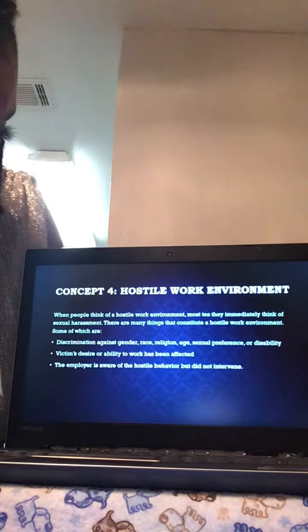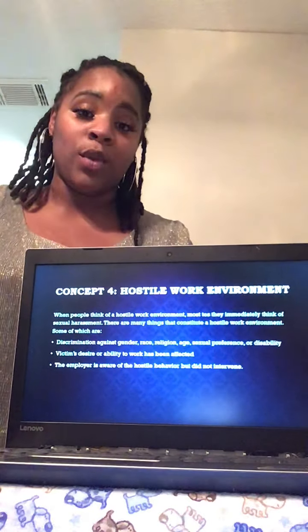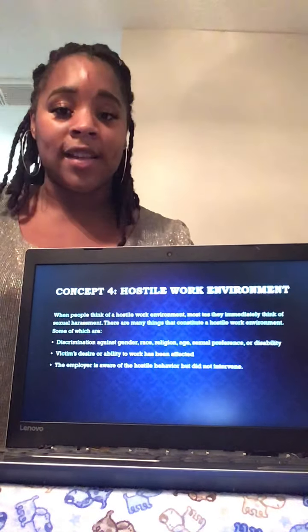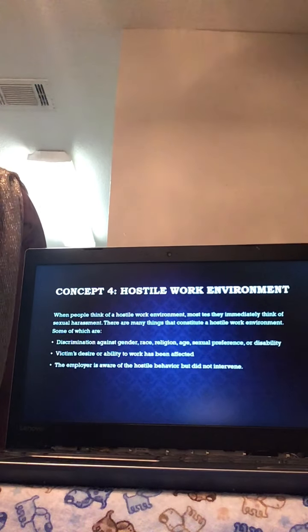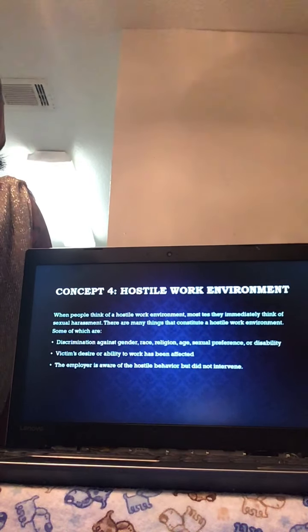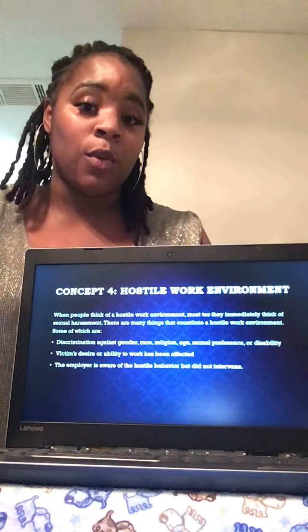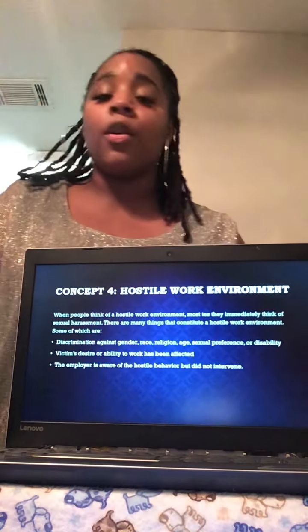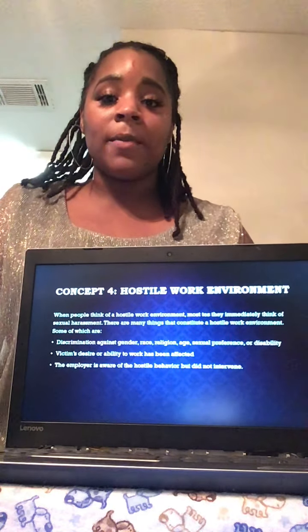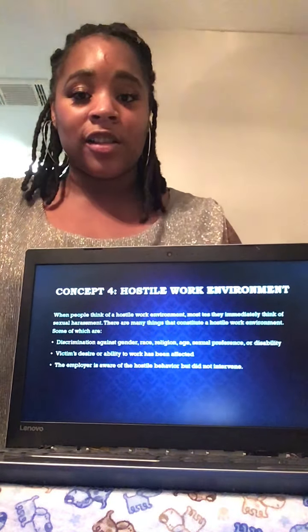There are different things that constitute a hostile work environment. Most people tend to think sexual harassment is the main one. It can create a hostile work environment. However, discrimination against age, gender, religion, sexual preference, and disability also constitute a hostile work environment. When a victim no longer wants to be at work, that means that the work environment has become hostile. Or if the employer is aware of the environment but isn't doing anything to change it or to intervene, he's adding to the hostile work environment.